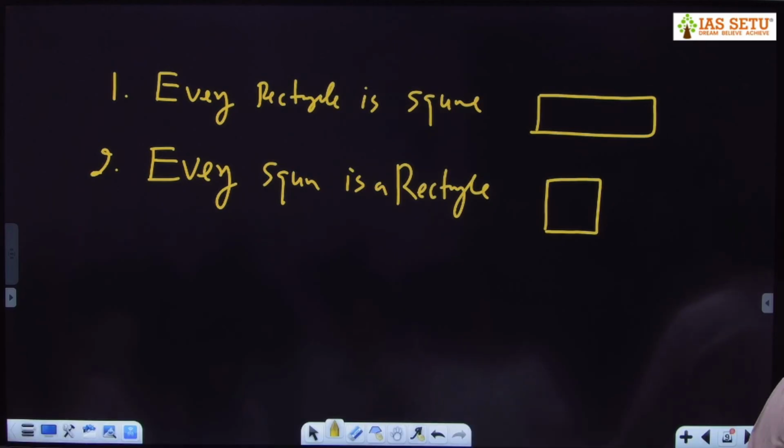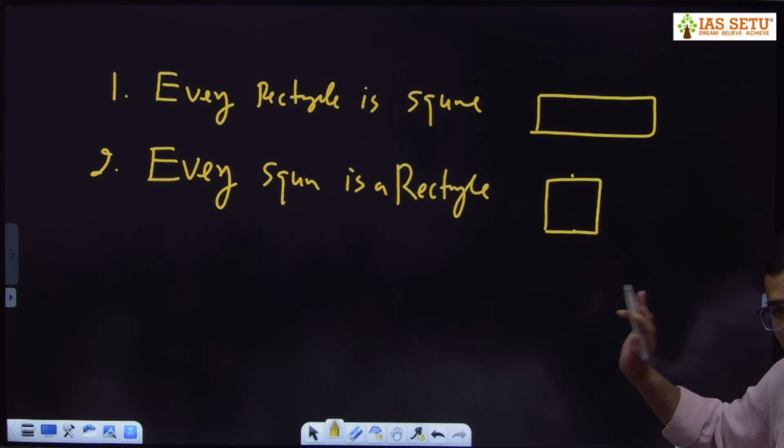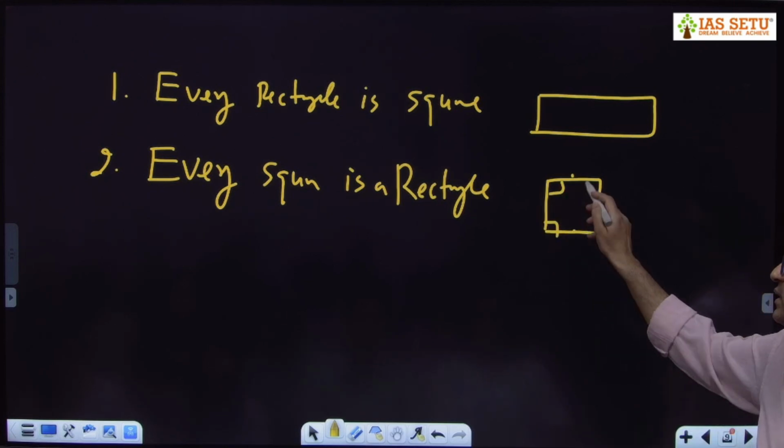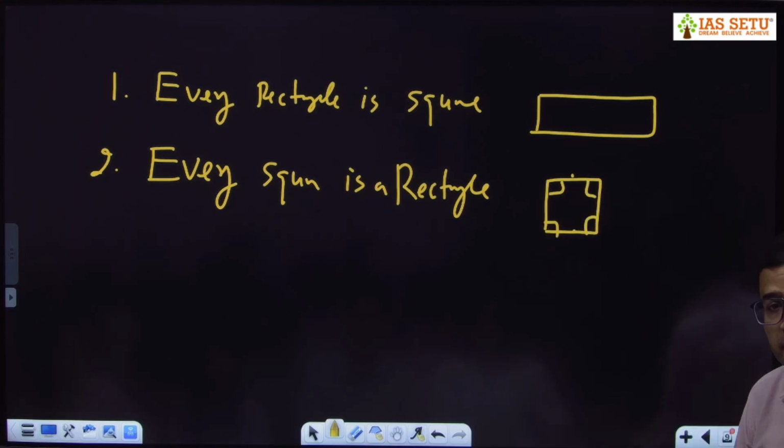So same here. This is rectangle. What is the property of rectangle? Opposite sides parallel and equal, and each angle 90 degree. So that's why every square is rectangle. It is square, I'm not denying, but it is rectangle as well.